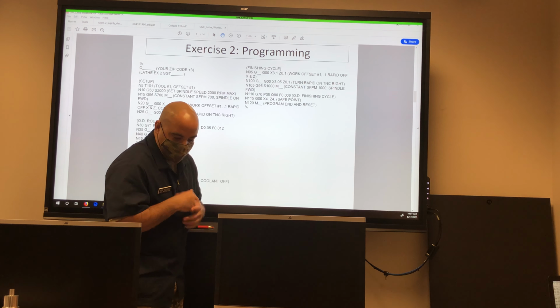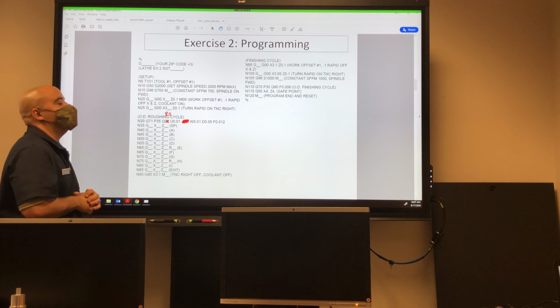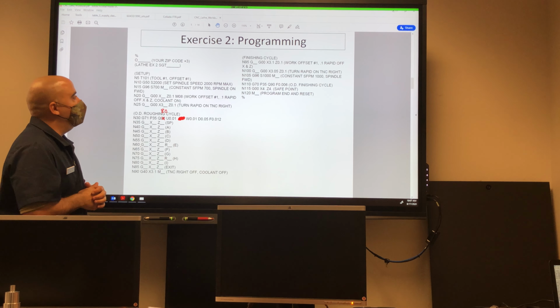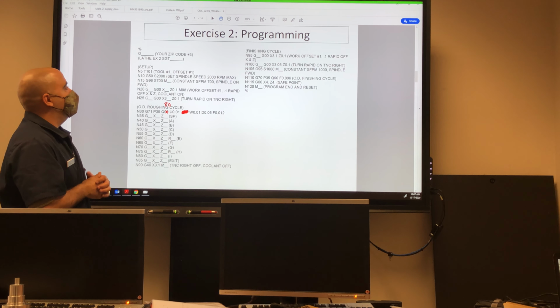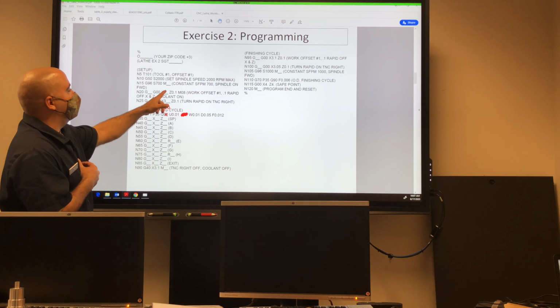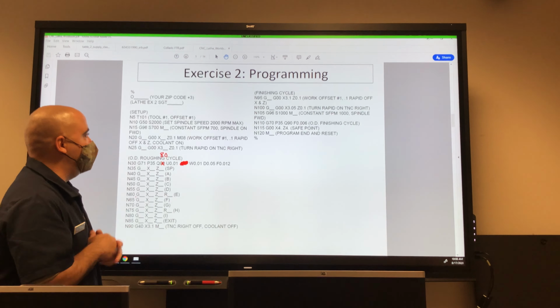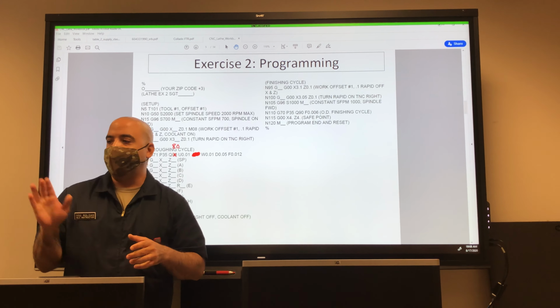Okay. So Serrano, explain to me what N10 is. N10 is where you're going to let the machine know what's going to be the max RPM that the spindle is going to reach. So N10 is telling the machine what the max RPM is, but what code tells the machine that? G50. G50, right? So G50 sets the spindle speed at 2,000 RPM, which is the number we chose. They never go above 2,000.